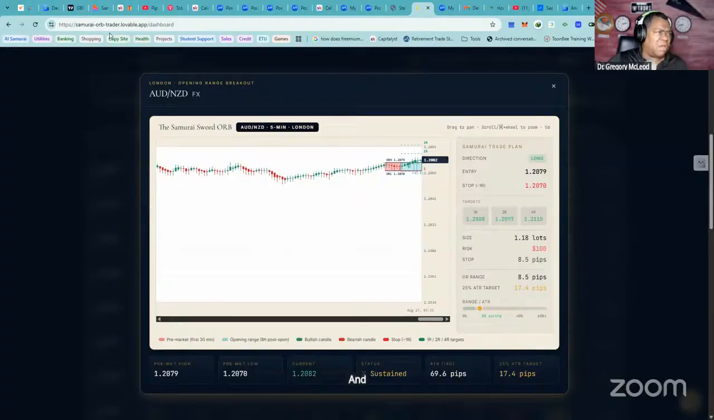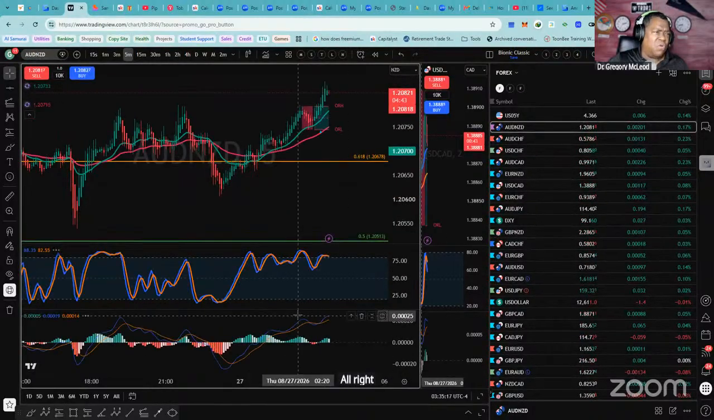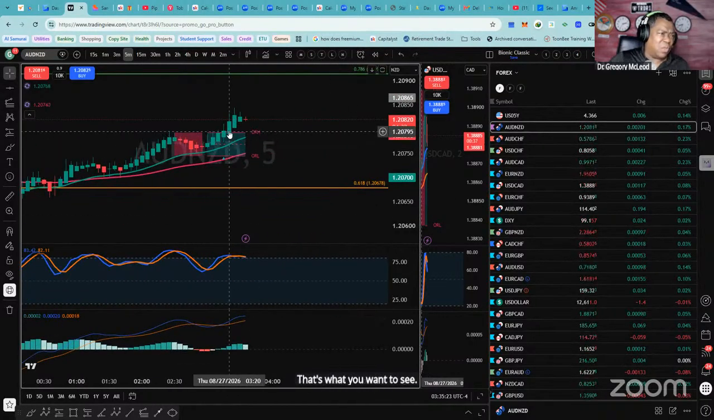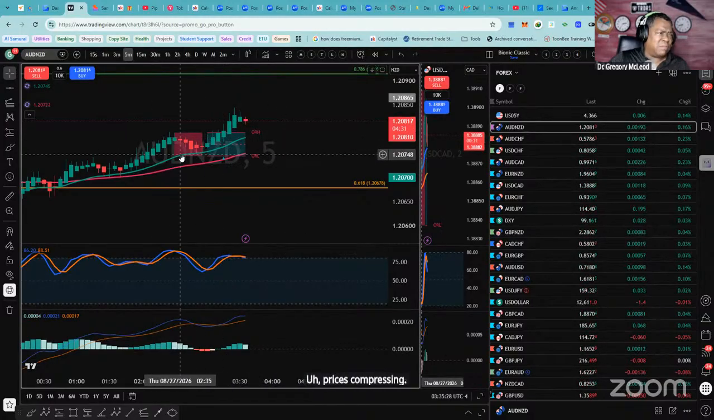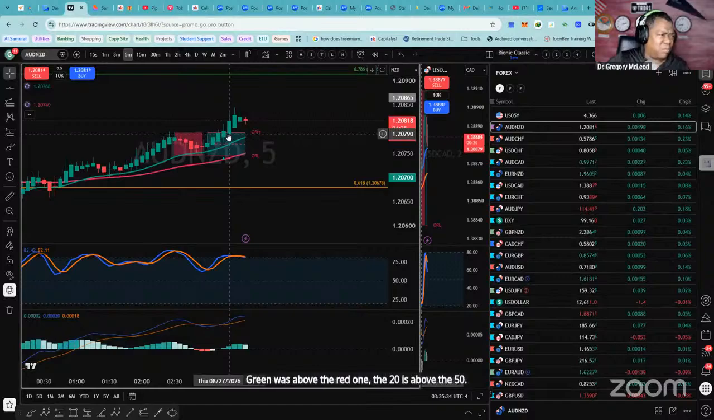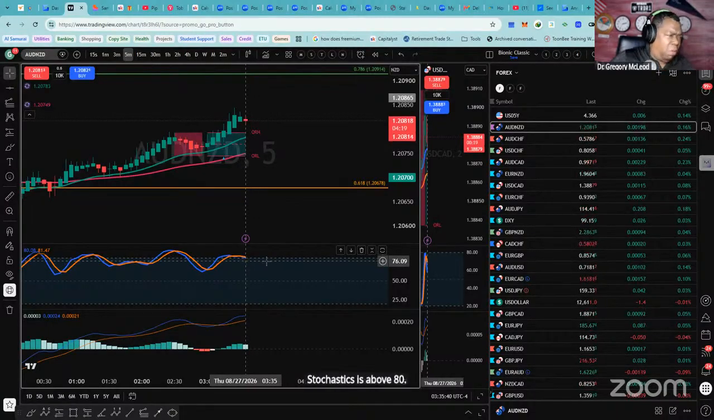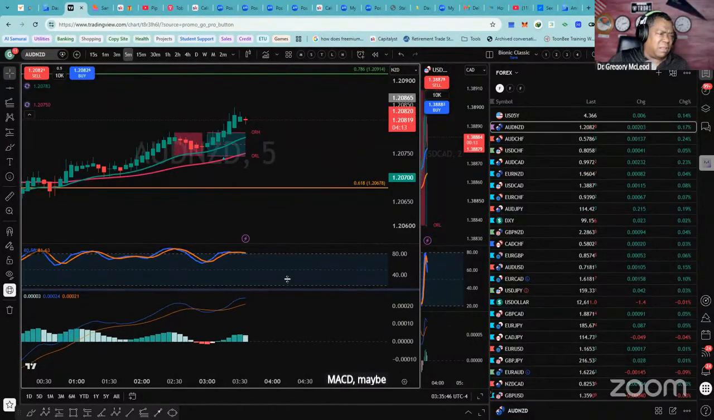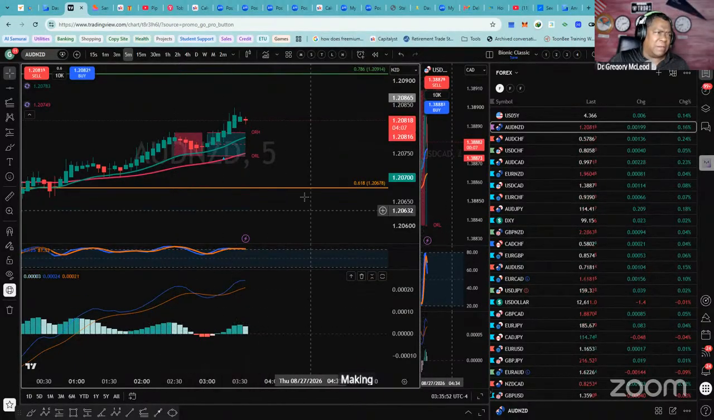And it looks like it's taken off. Let's take a look at Aussie Kiwi. All right. Ooh, look at that. That's pretty. That's what you want to see. And if we had gotten in a little earlier, like our entry was here, prices compressing, got moving averages, the green one's above the red one, the 20 is above the 50. We broke above the channel. Stochastics is above 80. MACD maybe looking a little, I mean, it's making higher highs here, making lower highs here.